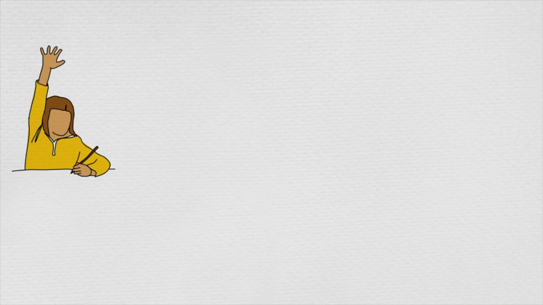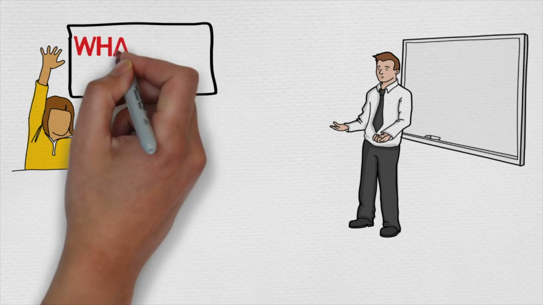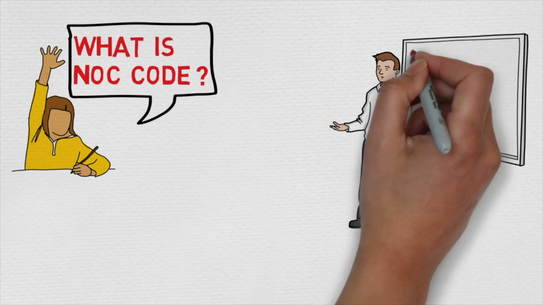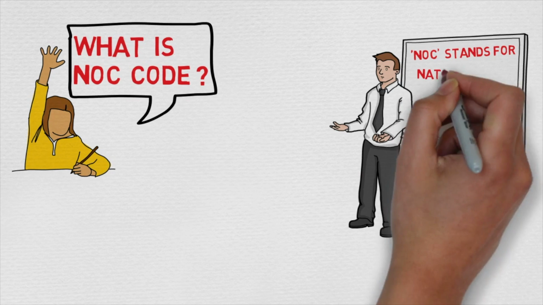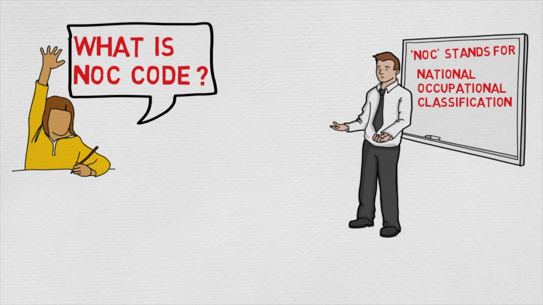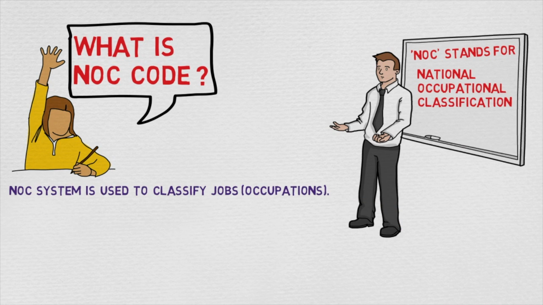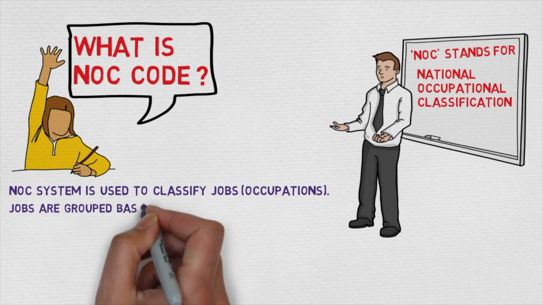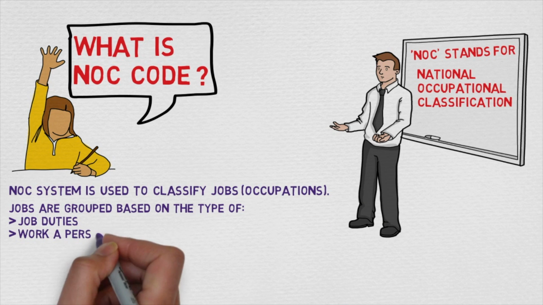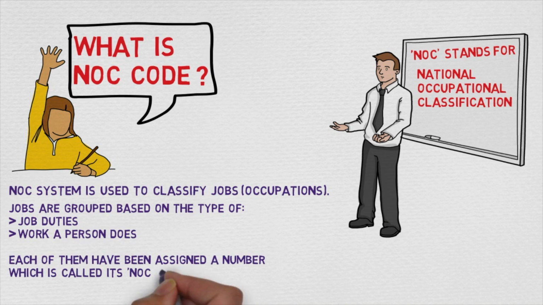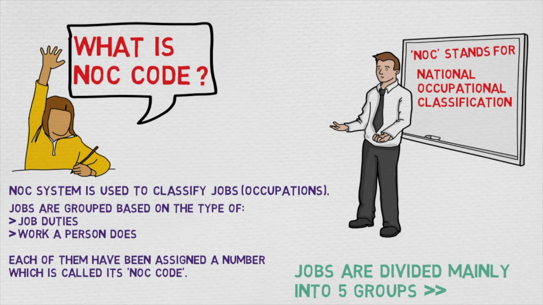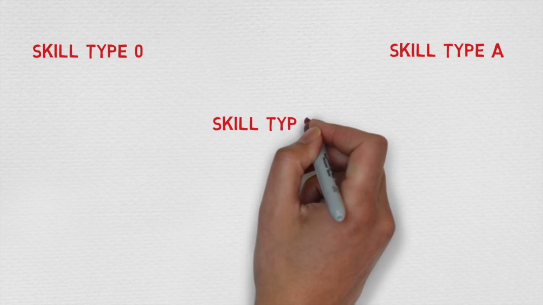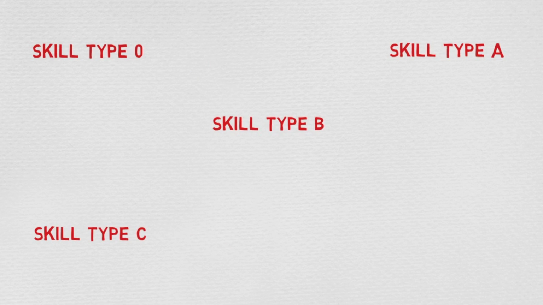Okay, so some of you might not have any idea about it. So what is NOC code? NOC stands for National Occupational Classification. The NOC system is used to classify jobs, and jobs are grouped based on the type of job duties and work that a person does. Each of them has been given a unique number, which is called its NOC code. Jobs are mainly divided into 5 groups: skill type 0, skill type A, type B, type C, and skill type D.